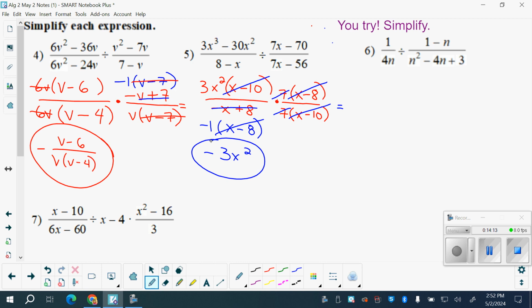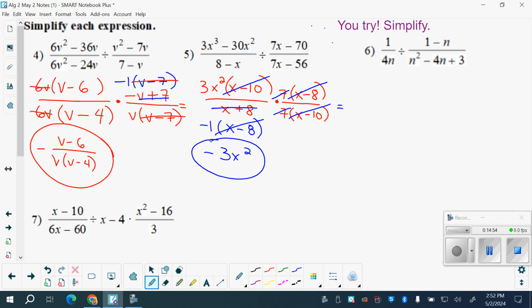You know how to start? No. Okay. So, were you here yesterday? No. Okay. So when you have division, you change it to multiplication. No, the second one. So that second part is what you're dividing by. And then when you do that, just to make it less writing, factor that at the same time: n squared minus 4n plus 3. Yeah.